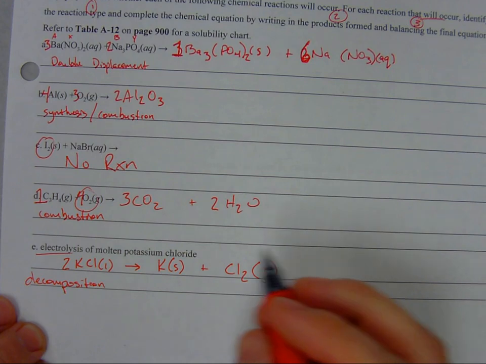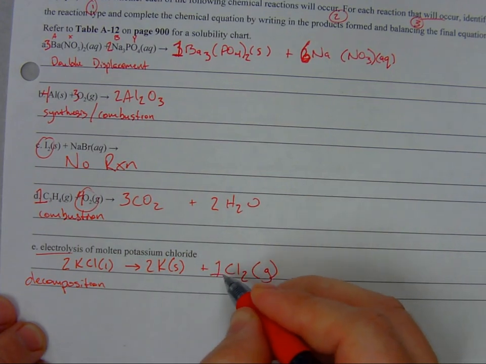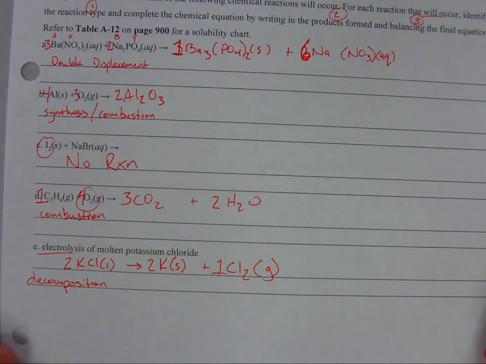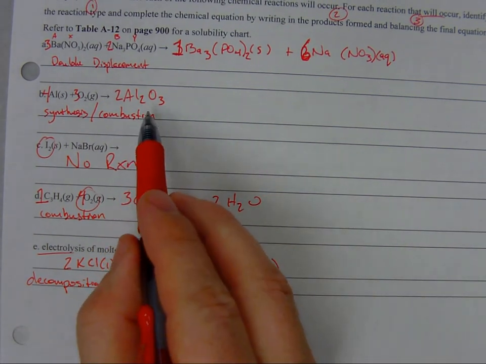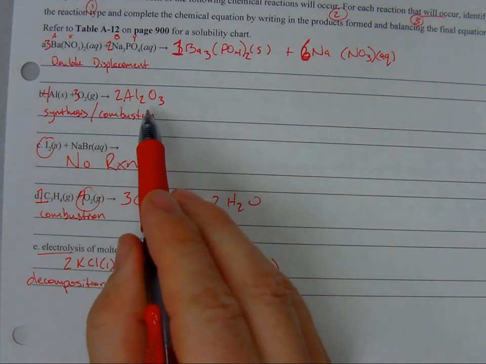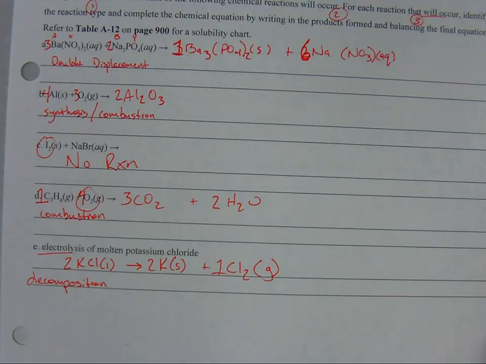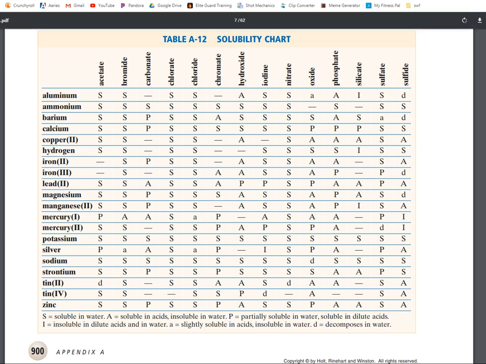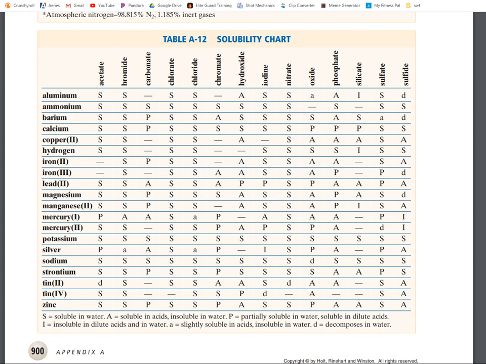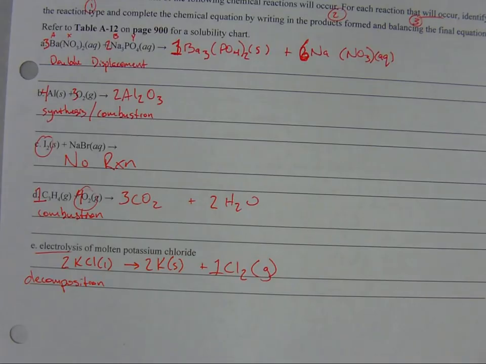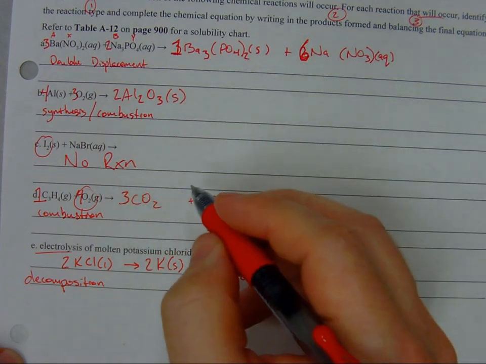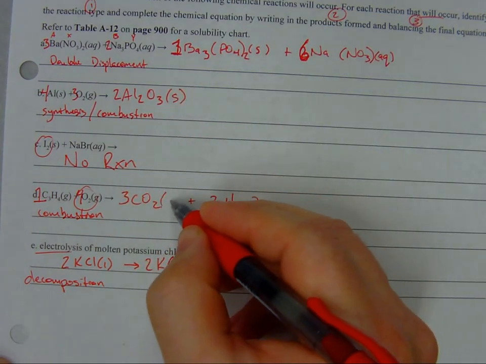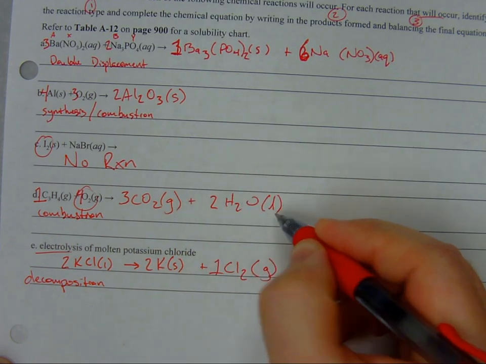I need a 2 in front of the potassium chloride, 2 in front of the potassium, just a 1 in front of that chlorine. One thing I forgot to do, I'll just do it now, is the states of phase right up here. Aluminum oxide, what phase is that going to be in? When I move to page 900, looking for aluminum oxide, aluminum oxide is an A, soluble in acids, non-soluble in water. Okay, so we're not in an acid, we're just in water, so that means that this would be a solid. And then we know that this is going to be a gas, and this is going to be a liquid, just from memorization.